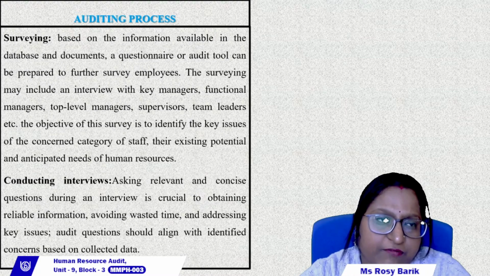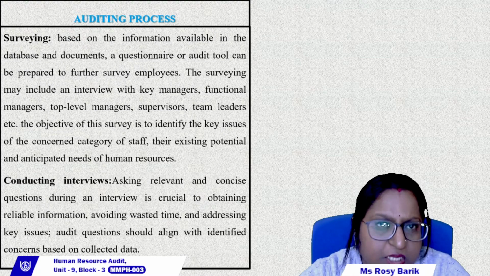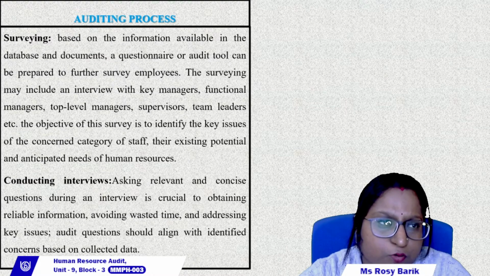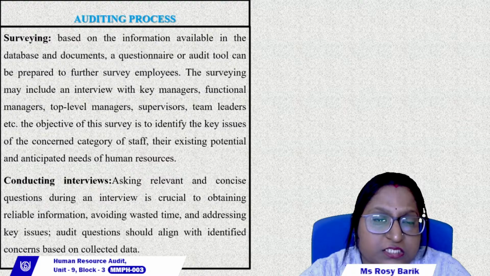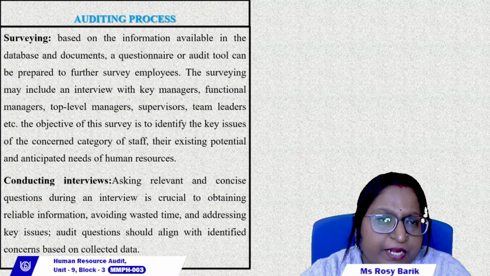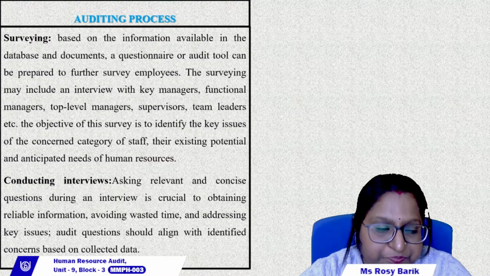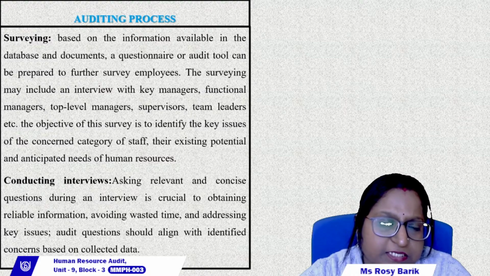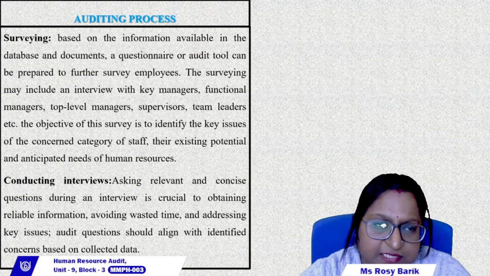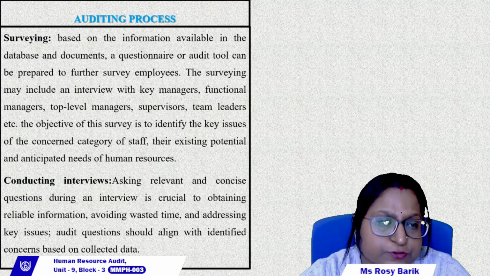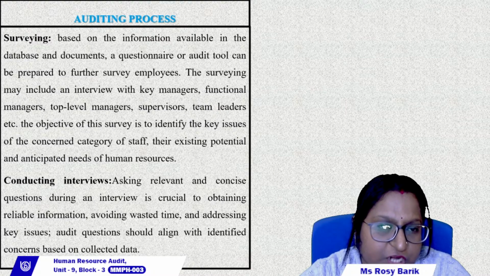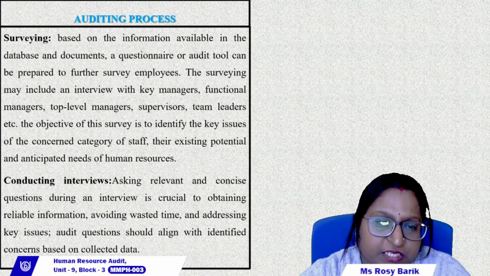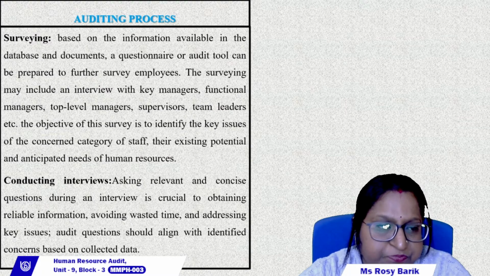Next step is surveying. Based on the information available in the database or in the documents, the questionnaire audit tools can be prepared for further survey of the employees. The surveying may include an interview with the key managers, functional managers, top level managers, supervisors, team leaders, etc. The objective of this survey is to identify the key issues of the concerned category of the staff, their existing potential and anticipated needs of human resources.